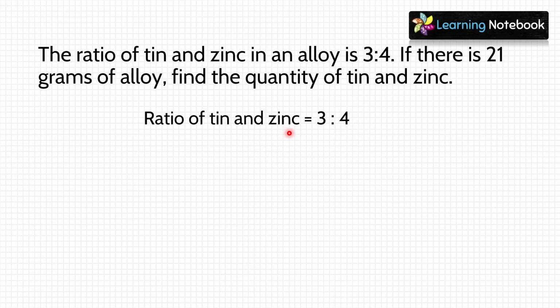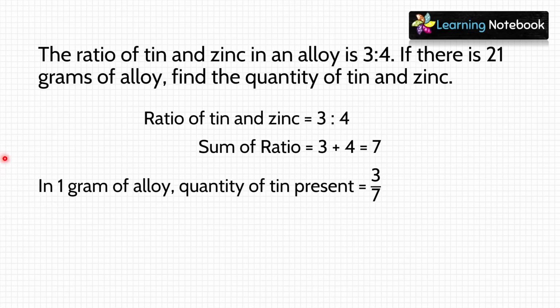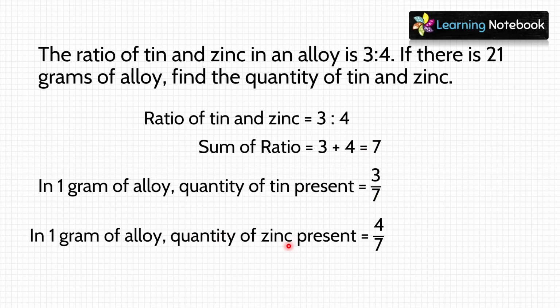So let's write the sum of the ratio is 3 plus 4 equals 7. It means in 7 grams of alloy, 3 grams of tin is present. Then in 1 gram of alloy, the quantity of tin present equals 3 by 7. Similarly, in 1 gram of alloy, the quantity of zinc present equals 4 by 7.